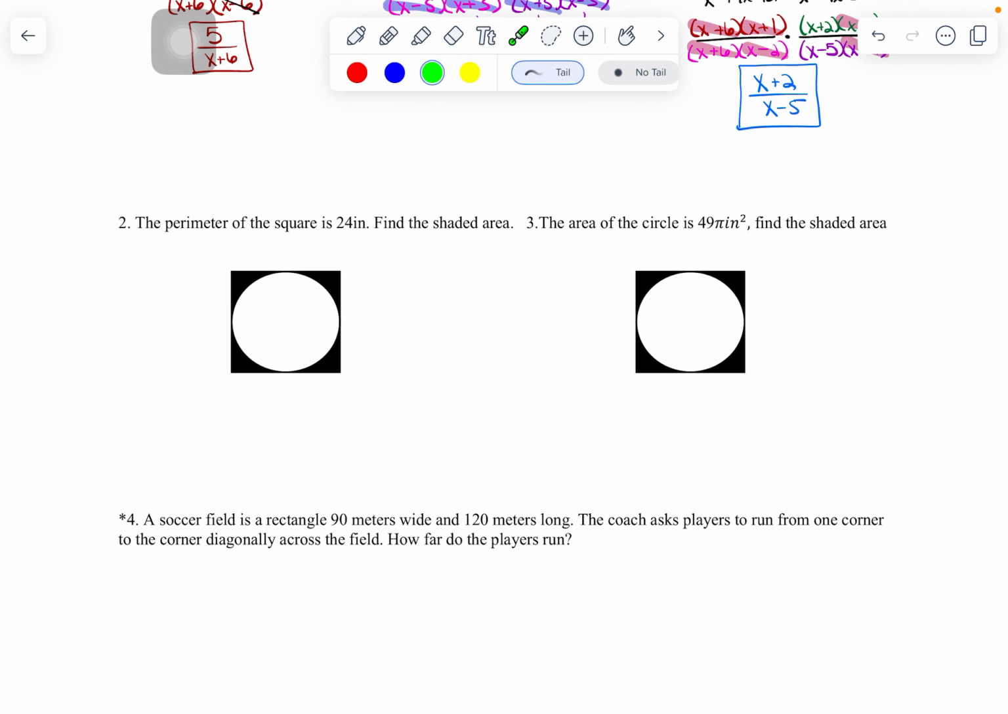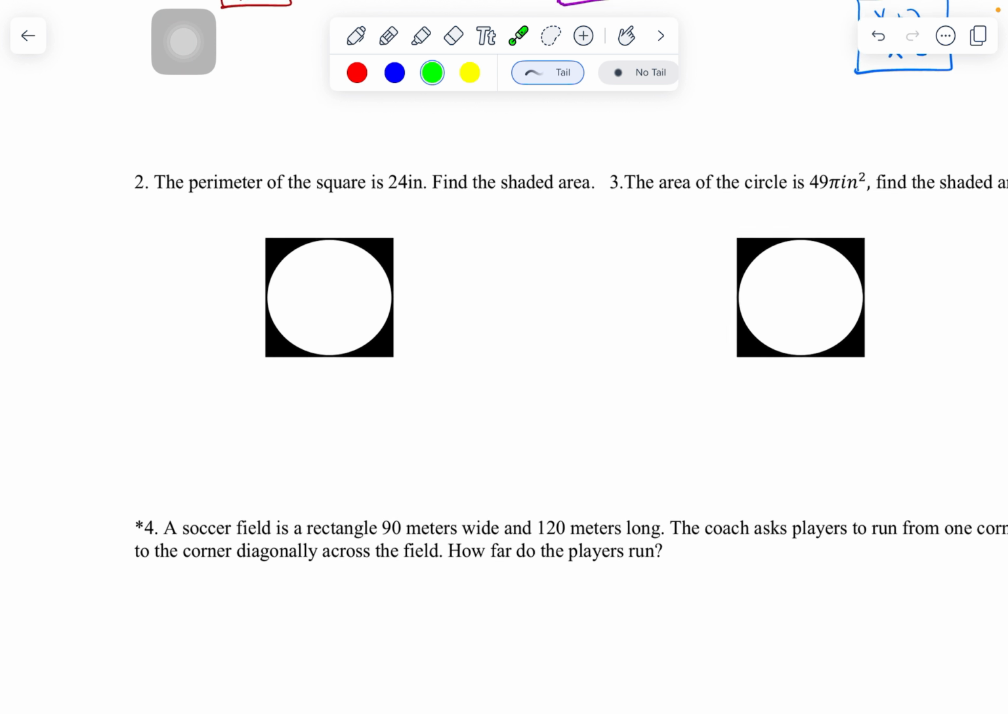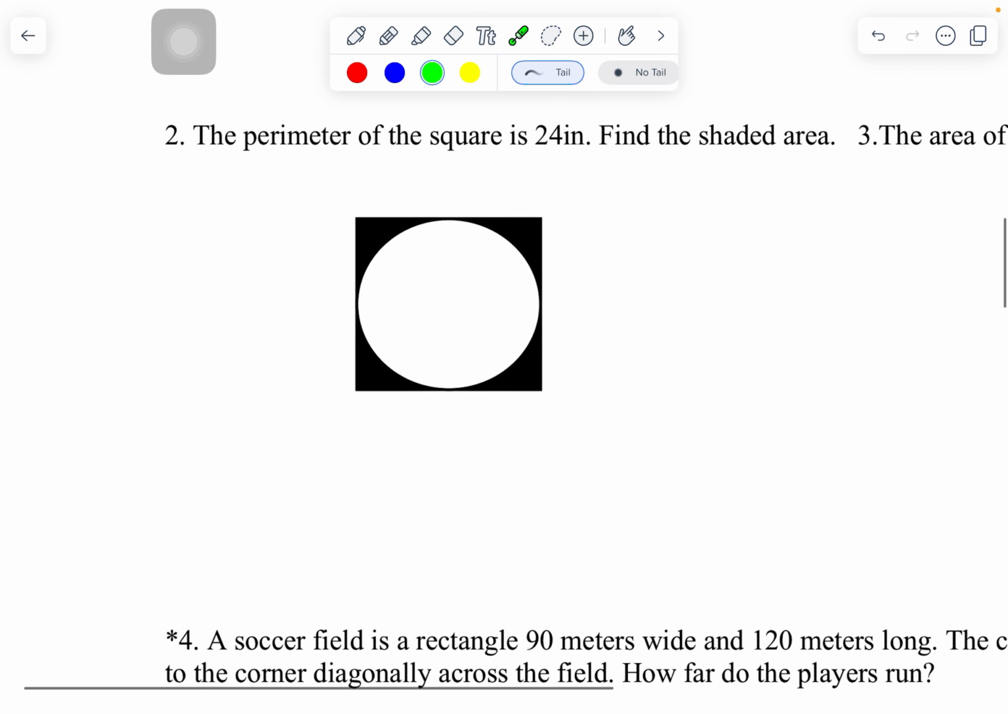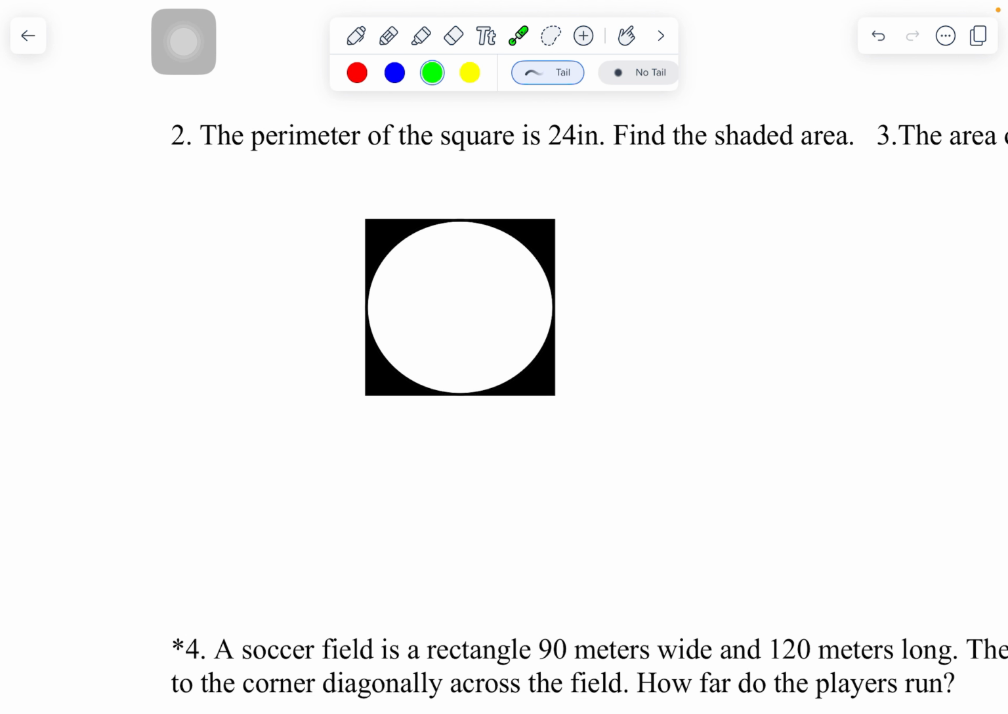All right, this is going to be the second video for Notes 34, and we're going to deal with some squares, some circles, and then we'll talk about problem number 4. All right, so problem number 2.